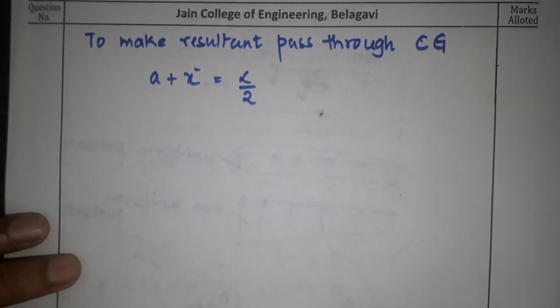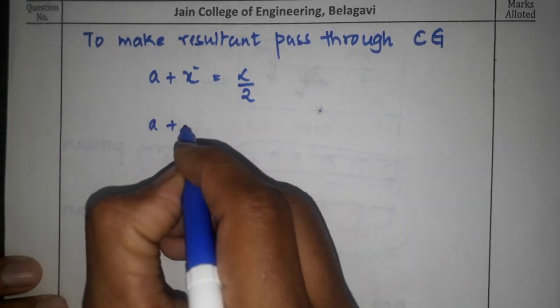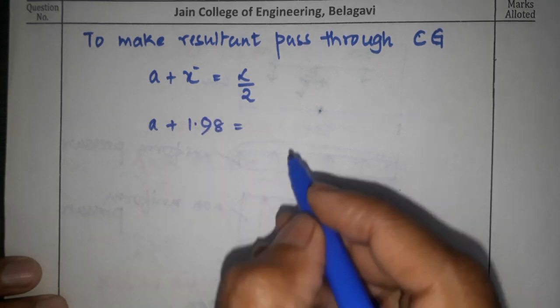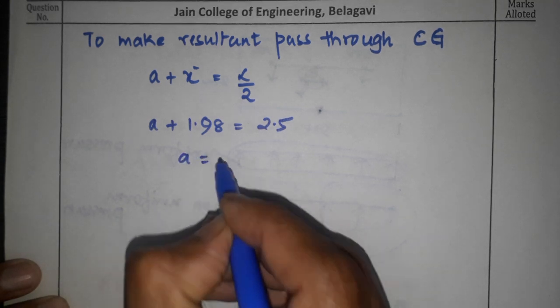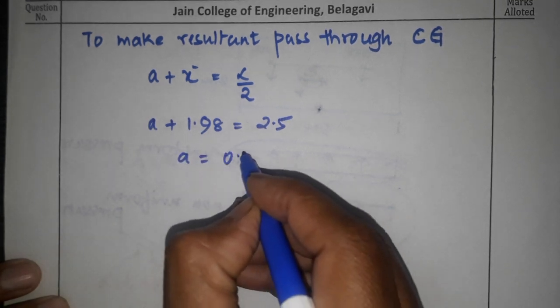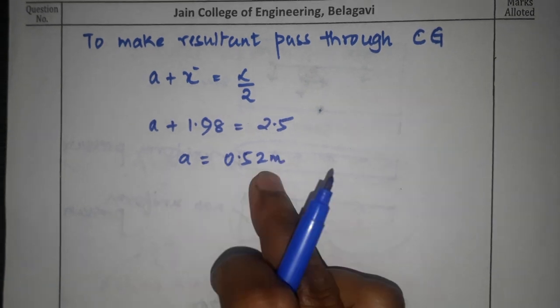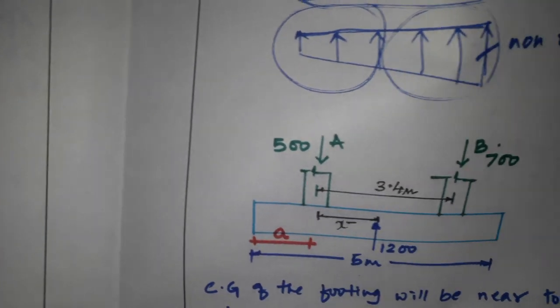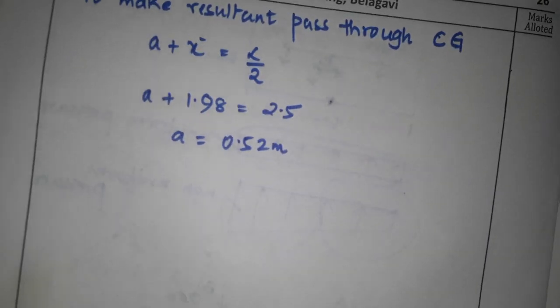Therefore, A plus x bar should be equal to L by 2. A is unknown, and x bar we have already got, that is 1.98, should be equal to L by 2, that is 2.5. So therefore A we got as 0.52 meter. The offset A from column A, we got as 0.52 meter, means this distance is 0.52. Understood?